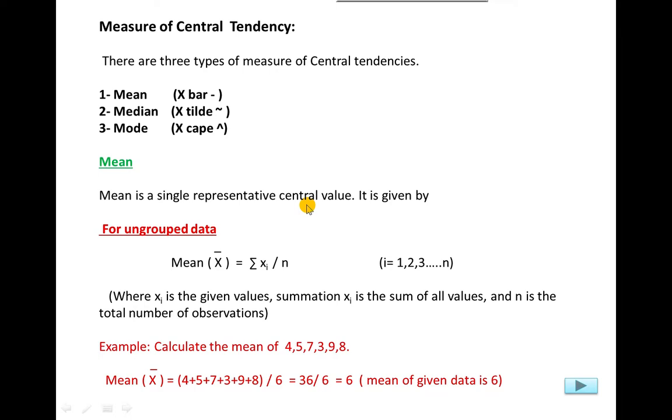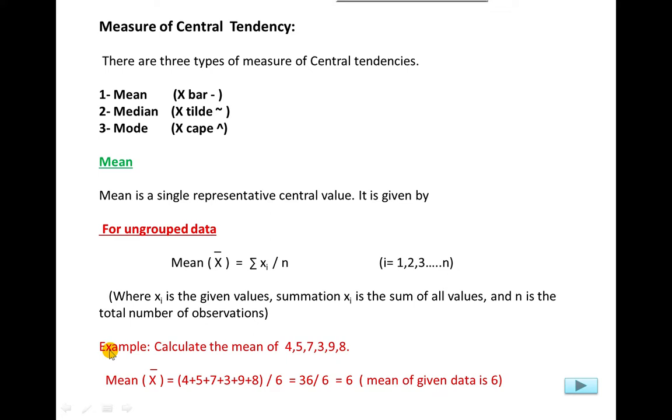And central means depending on or representing all the data, not the center. In center we select only the center value, and central means selecting from all the values, representative of all the data, like a central idea. For ungrouped data, this is the formula. Mean is represented by X bar, the sum of the values xi, i indicating more than one value, n observations, divided by the total number of observations n, where xi is the given value, summation xi is the sum of all values, n is the total number of observations.